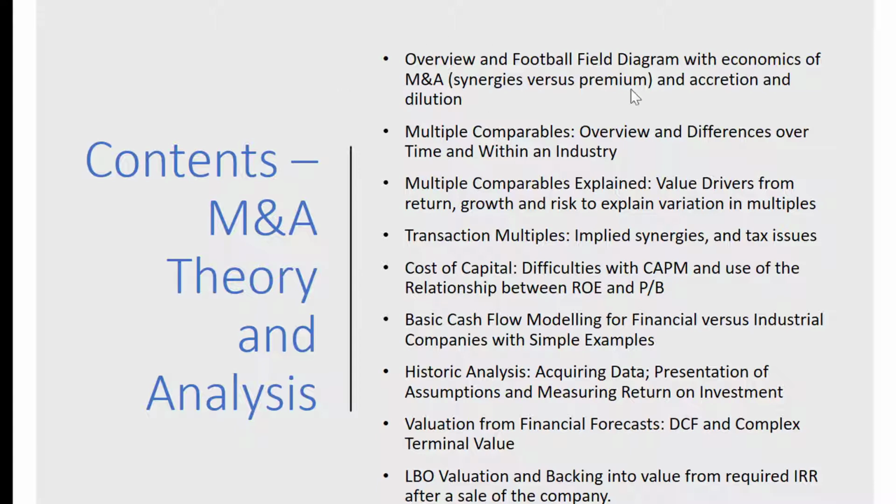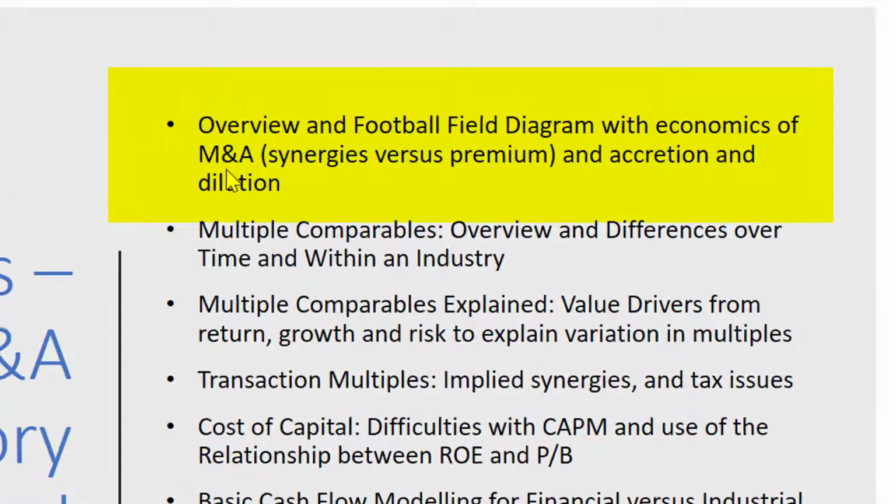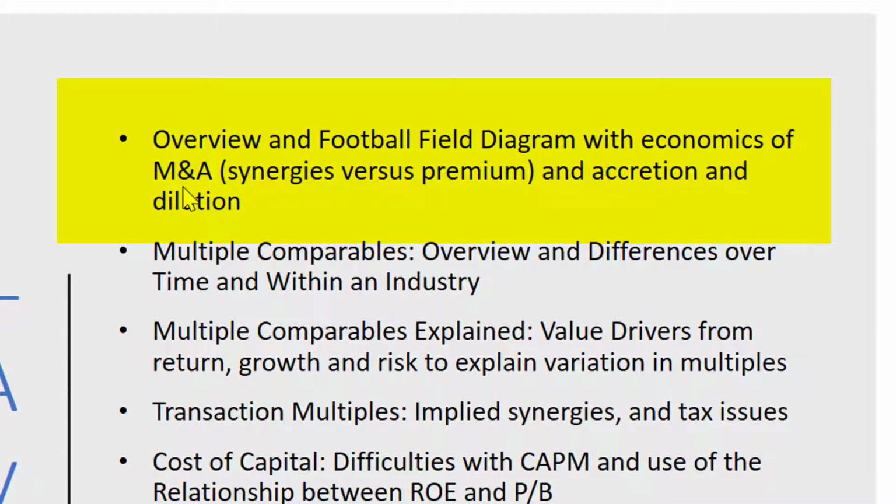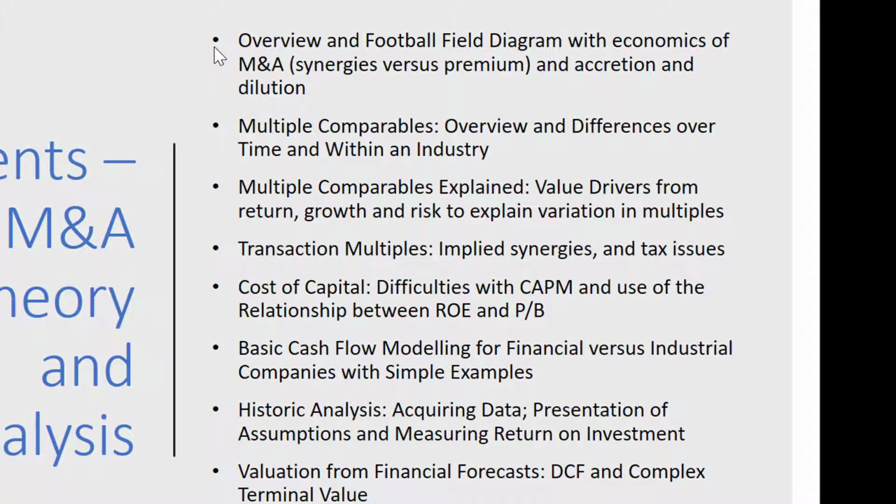First we're going to start with the overview of M&A theory, and that's where I'm going to talk about accretion and dilution, and the economic theory of synergies and premiums. Maybe it's a little bit obvious, a little bit basic. And I'm going to introduce a football field diagram, American football, not real football. On this football field diagram, which is a good way to start, you have a ton of different valuation methods, and they can all give you different ranges.